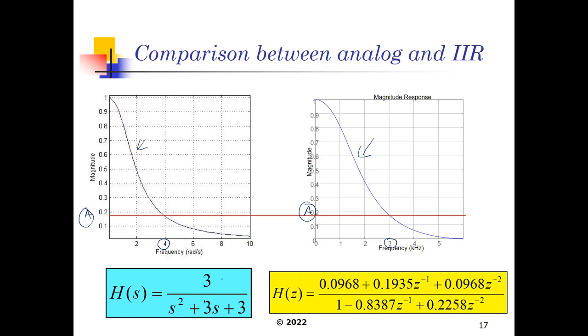Remember, the relationship between s and z is a first order Maclaurin expansion. There are a lot of other terms in there that we ignored. But at least for the first order, the approximation is working. Yeah? So you're seeing that.